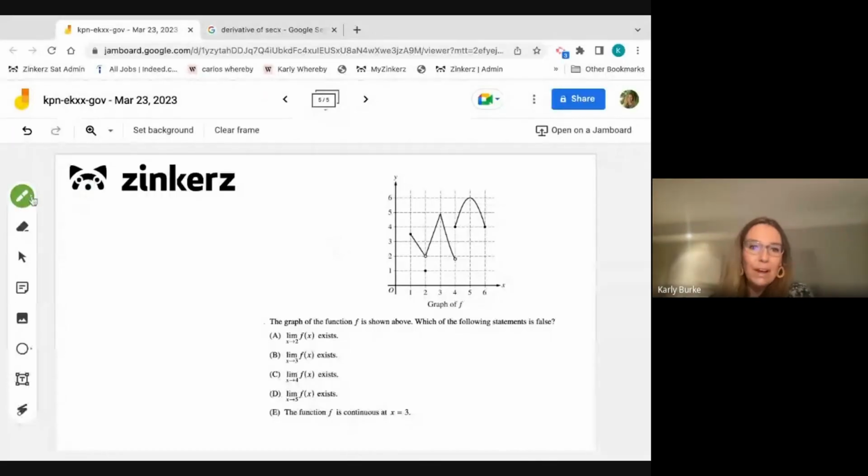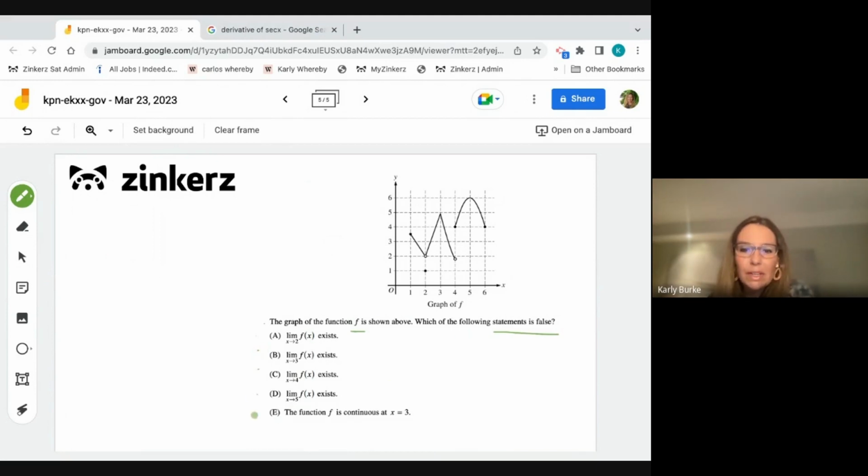Let's take a look at this problem. You have a graph. Now, this is one of the first things you learn when you're doing AB Calculus: limits. So let's take a look. We have a graph of f. Which of the following statements is false? So the first four are about limits.